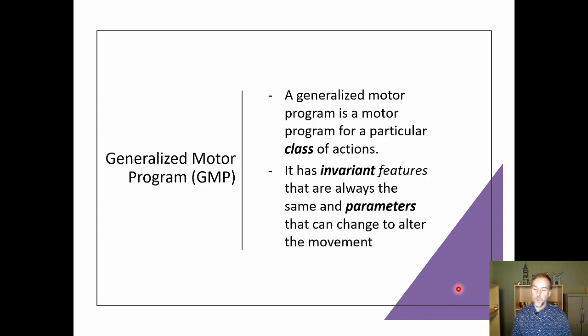So generalized motor programs, there are 2 things about them. They have invariant features. These are things that always need to be the same, and we'll talk about those first. And then it has parameters, things that can change. And the parameters are helpful because they allow it to work in different situations. Imagine, hey, I want to do a 3-pointer from 20 feet versus 22 feet. I can change parameters related to distance so that I can still use the same generalized motor program.